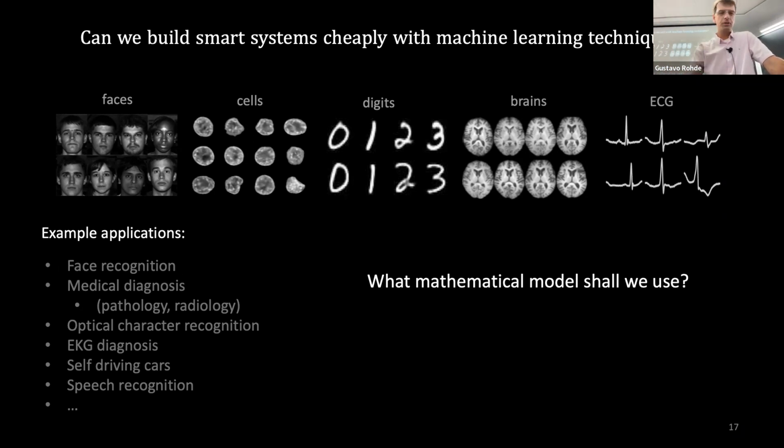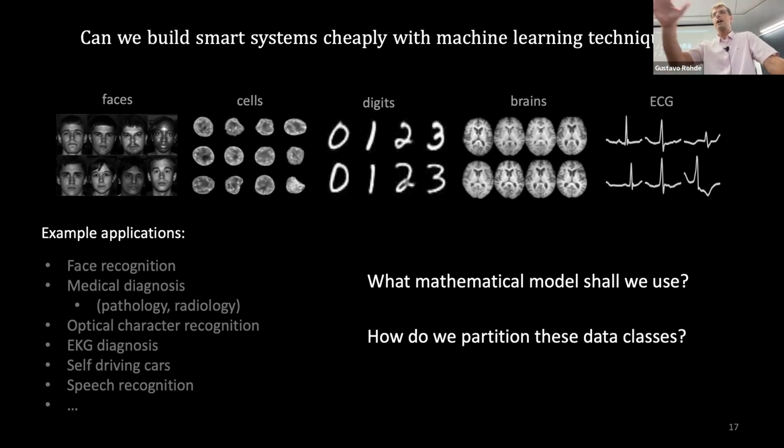So what are the problems? The question is to ask, what is a good mathematical model to represent all of this data so that you can solve the problems that you want to solve? And furthermore, given this representation, how do you partition these classes, right? If you can do these problems correctly, then you provide a lot of help, and maybe your cars won't be driving over children anymore, right?